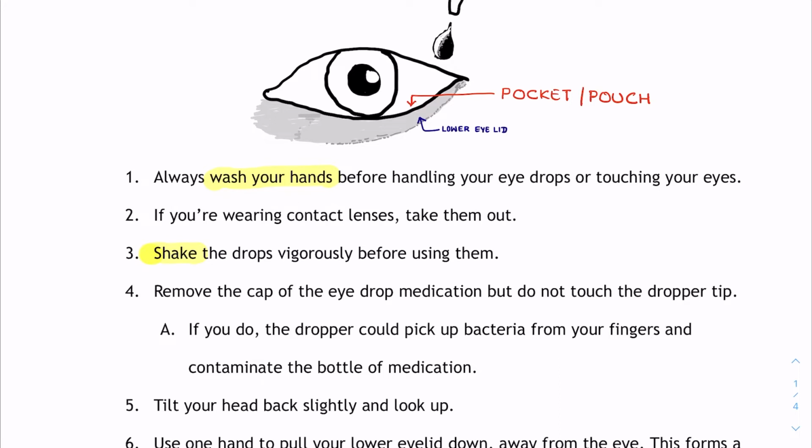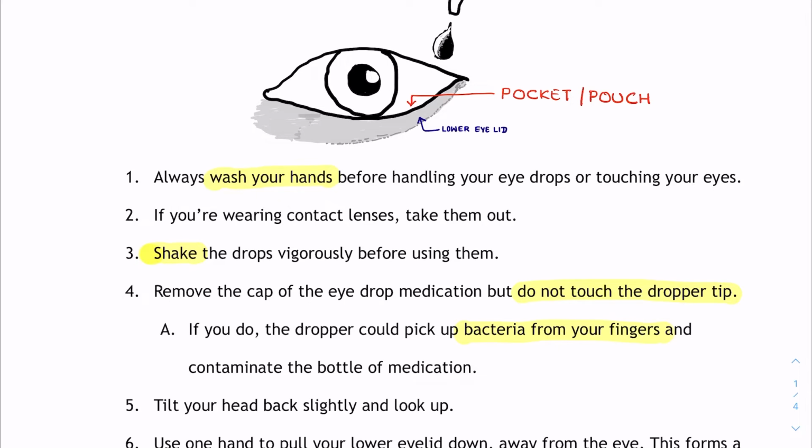The fourth step is you need to remove the cap of the eye drop medication. But please remember, a very important step is not to touch the dropper tip. Why should you not touch the dropper tip? The reason being, if you touch the dropper tip, the dropper could pick up some bacteria from the fingers and contaminate the bottle of medication. So whenever you are removing the cap, make sure that you do not touch the dropper tip so that the tip won't get contaminated by bacteria from your fingers.